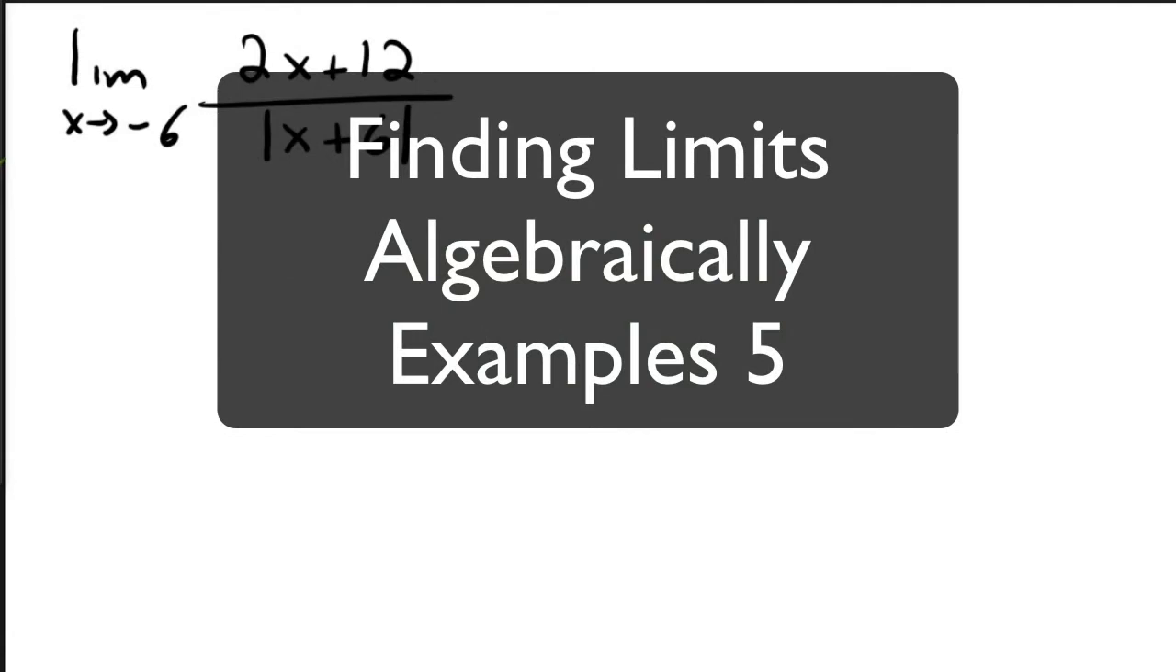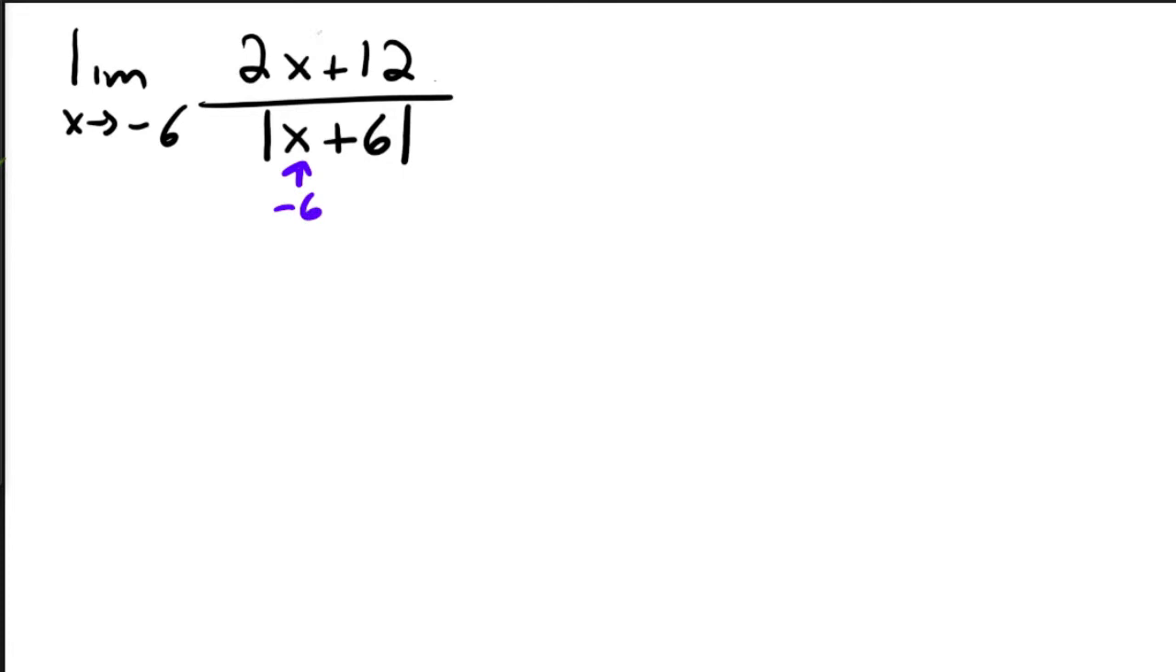Okay, so this is a very interesting example. Notice that when you plug in -6 and -6, you get 0 over 0, which is an indeterminate form. Now, we saw a graph earlier of a function that had absolute value in it, and it was interesting, but now we're going to do it algebraically.